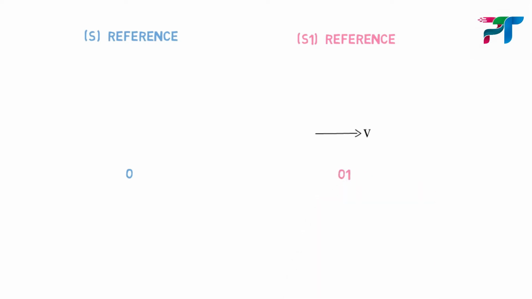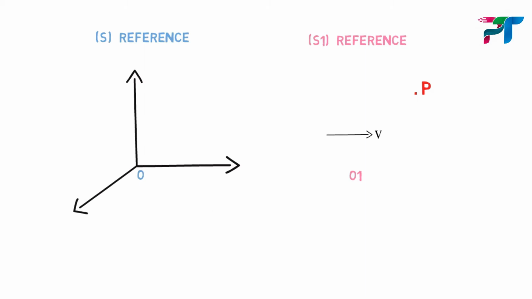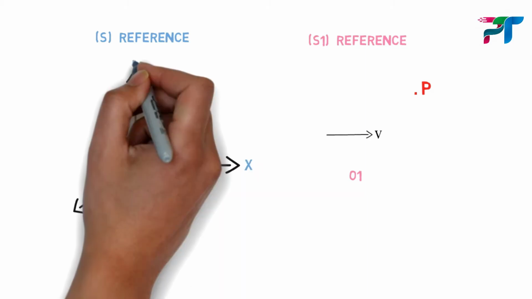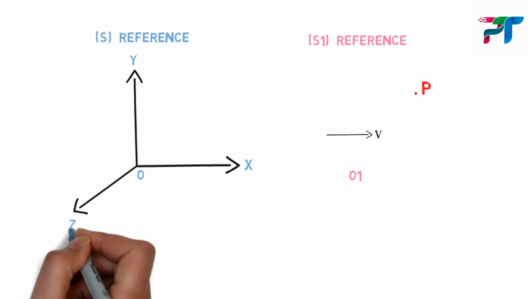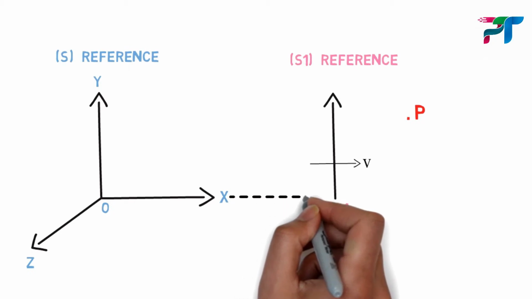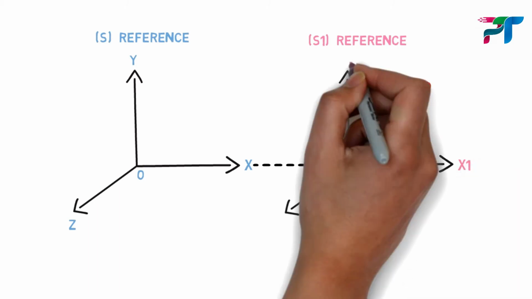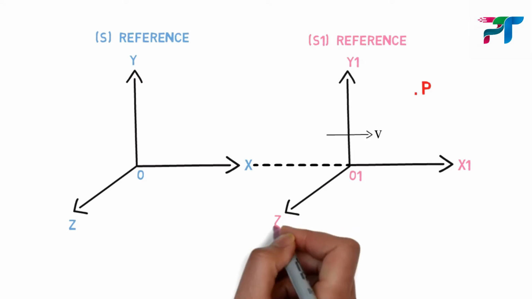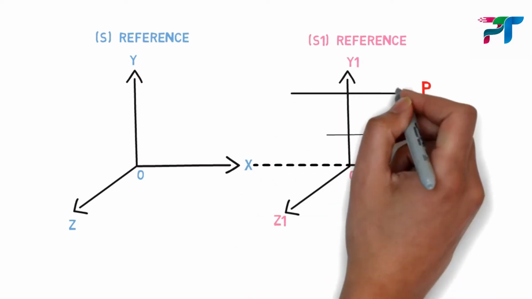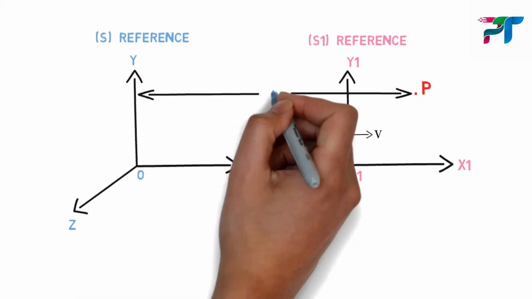Now consider two observers O and O1 and an event P. The observer O resolves into three components: x in x direction, y in y direction, and z in z direction. O1 also resolved into three components: x1 in x direction, y1 in y direction, and z1 in z direction. The distance between the event to the S reference, let x.